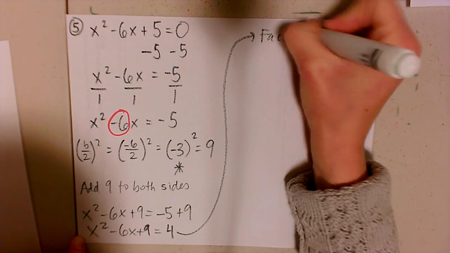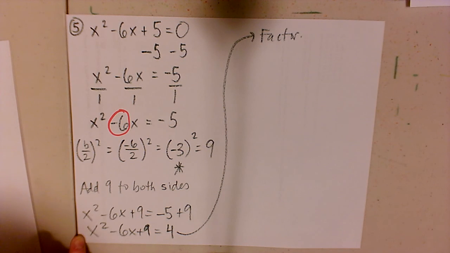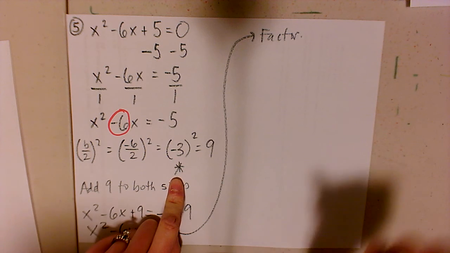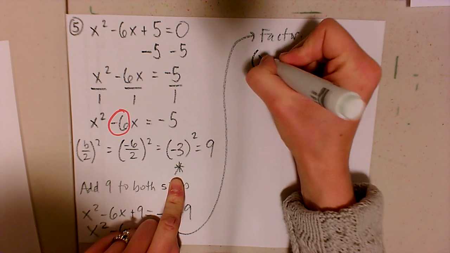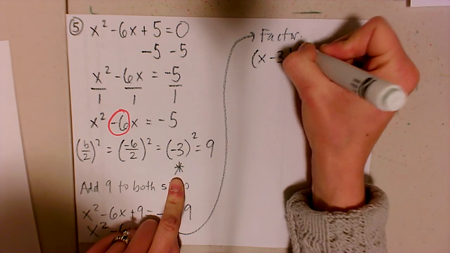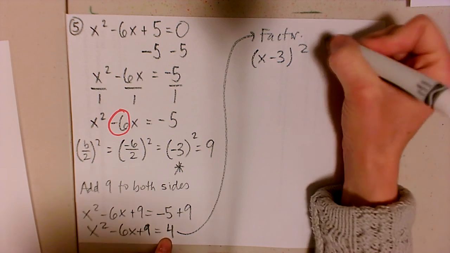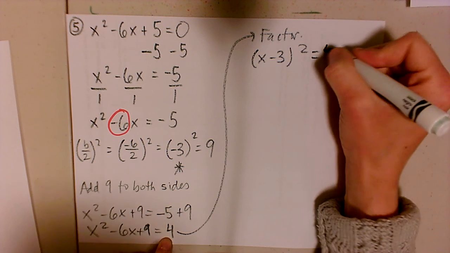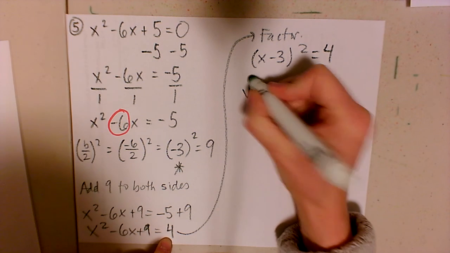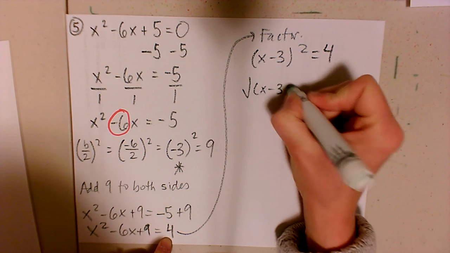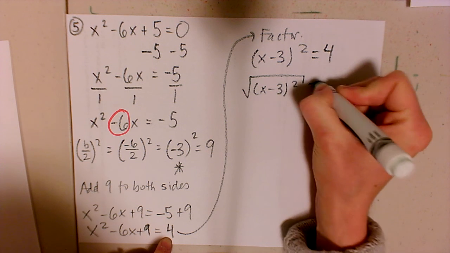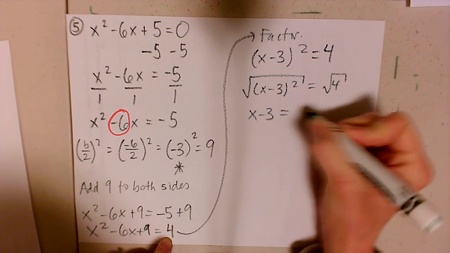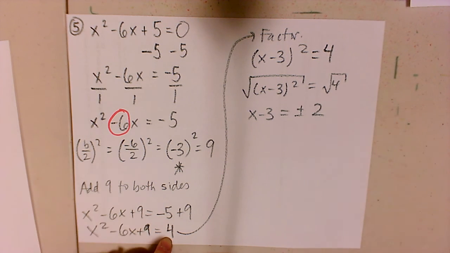We can factor it. So x squared minus 6x plus 9, well, that'll factor really easy. We'll just use this -3 that we figured out and starred earlier. So our factor is going to be x minus 3, the whole thing squared, and it equals what we have on the other side of the equal sign down here, which is our 4. So then we can go ahead and solve this, and we'll take the square root of both sides, and we'll get x minus 3 equals plus or minus 2.